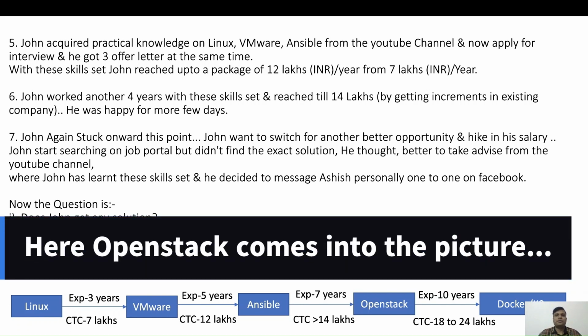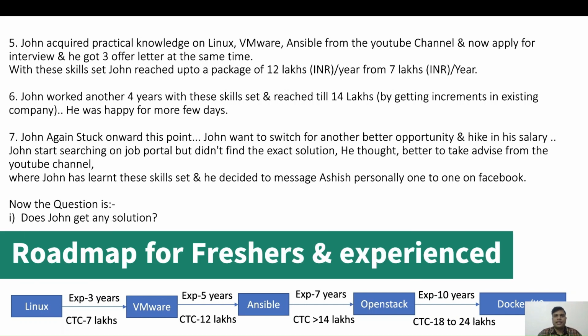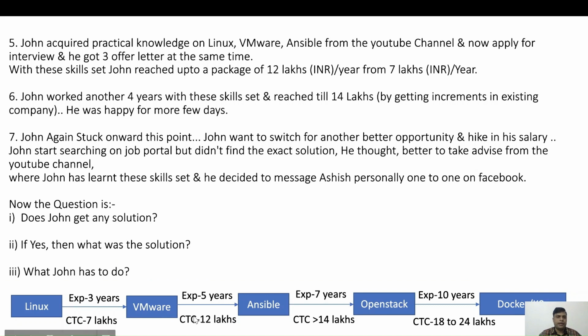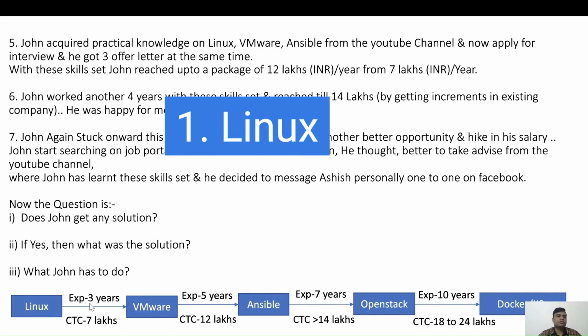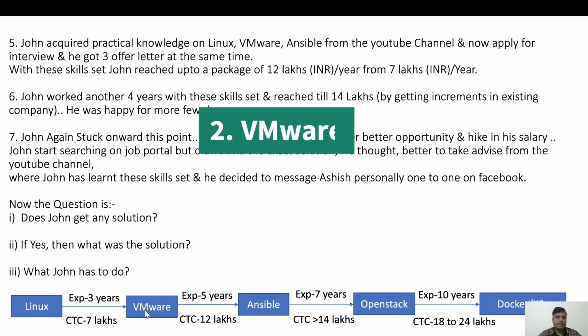So the answer is only OpenStack. If John has to increase his salary beyond 14 lakhs, then he has to acquire one more skill set, that is OpenStack. Whatever we have covered till here, I have summarized in this diagram. Suppose someone has been working for 3 years on Linux, right? And he has 7 lakhs CTC. Now to get more money, what will he do? He will have to increase his skill set.